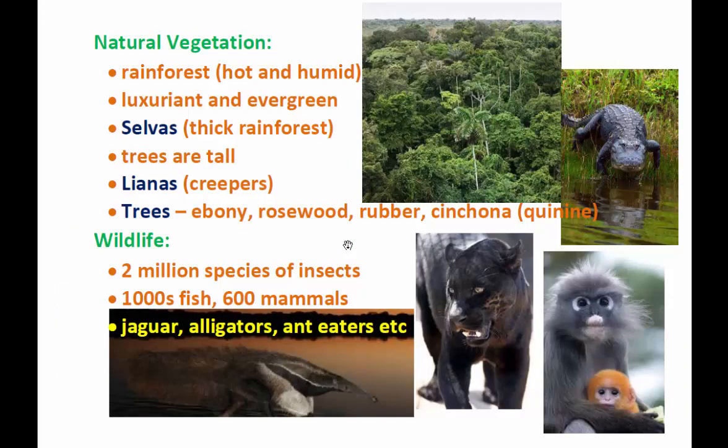Next one, natural vegetation. Natural vegetation consists of rainforest. As the climate of this region is very hot and humid, they have a luxuriant growth of plants and trees, and it remains evergreen throughout the year. That means they have a thick forest. The thick forests in this Amazon Basin are known as Selvas. Let us repeat again, Selvas.